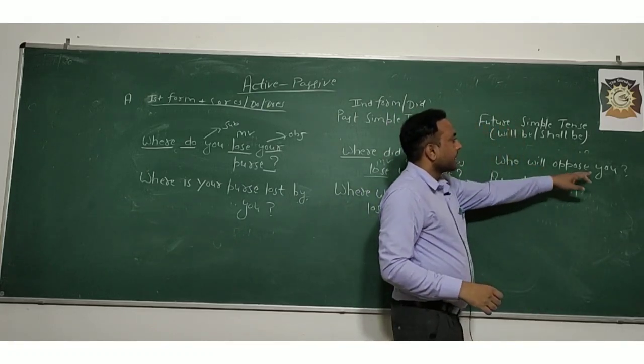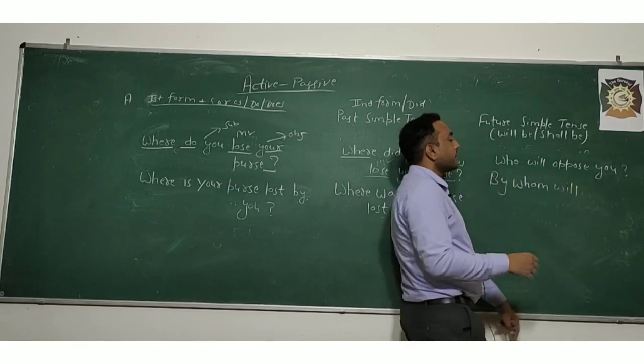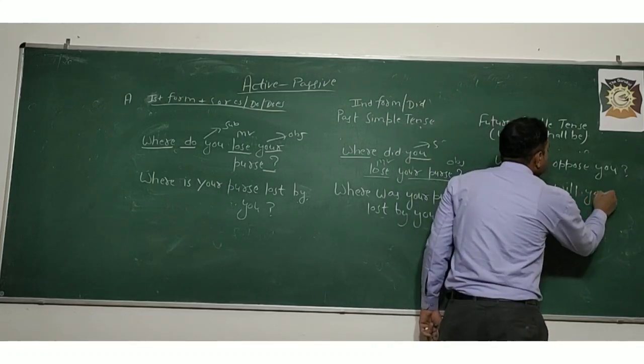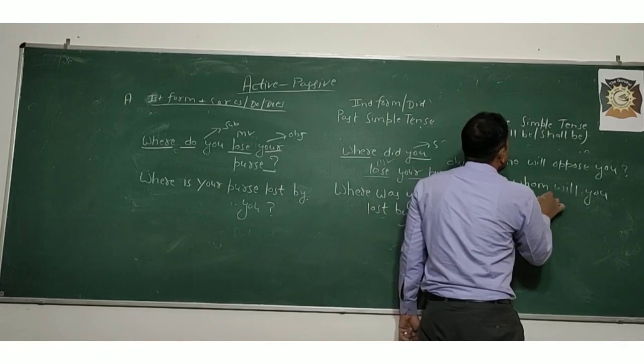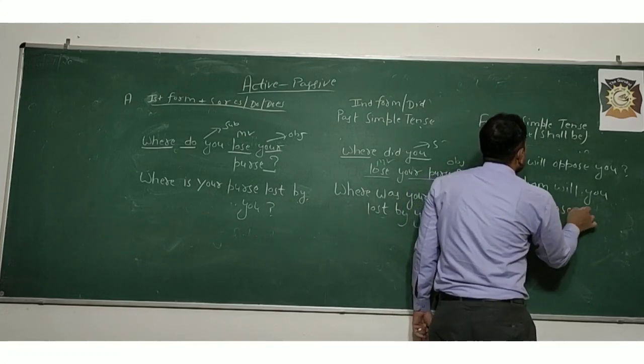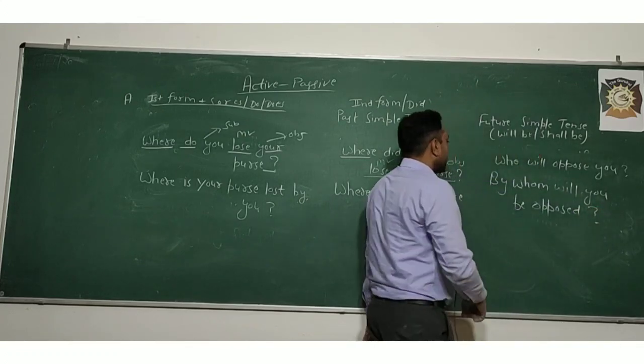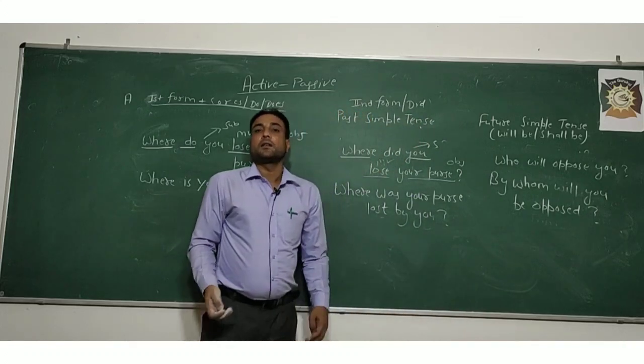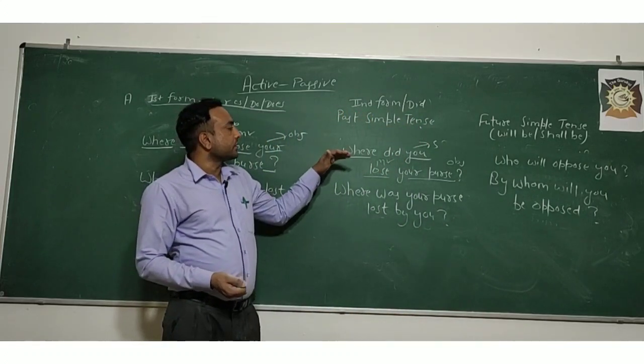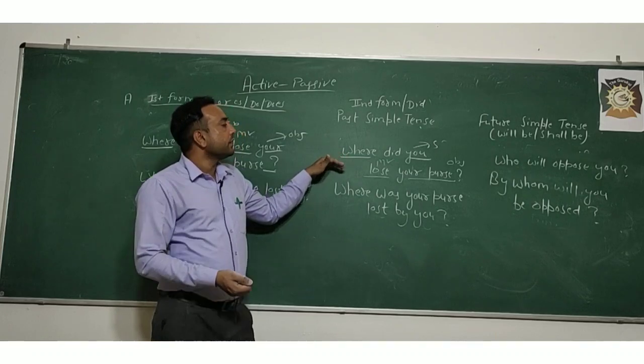By whom will you be opposed? "You" is the object. By whom will you be opposed, and at the end a question mark. This is the way to change the sentences of the WH family.